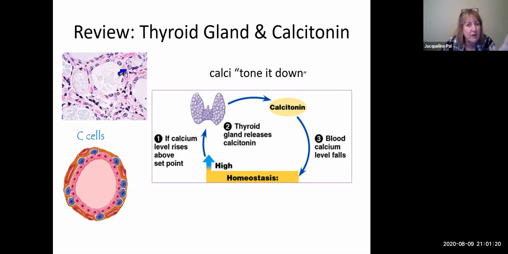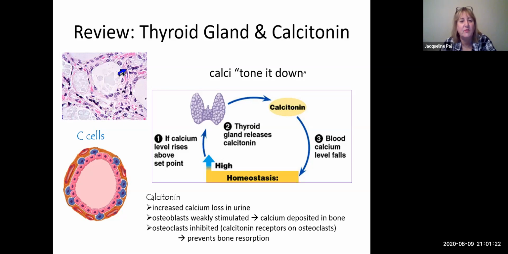And remember, it's like a three-pronged approach for calcium levels to fall. It's going to cause increased calcium loss in your urine. It's going to stimulate osteoblasts to deposit calcium from the blood into the bone, and it is going to inhibit your osteoclasts, thereby preventing bone breakdown so you will not release any calcium. We won't have any bone resorption.